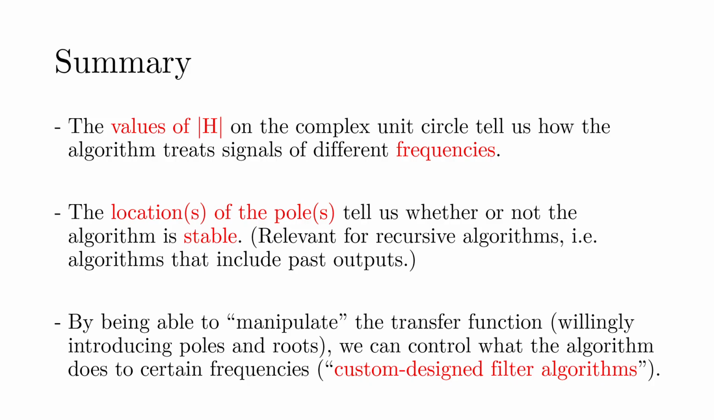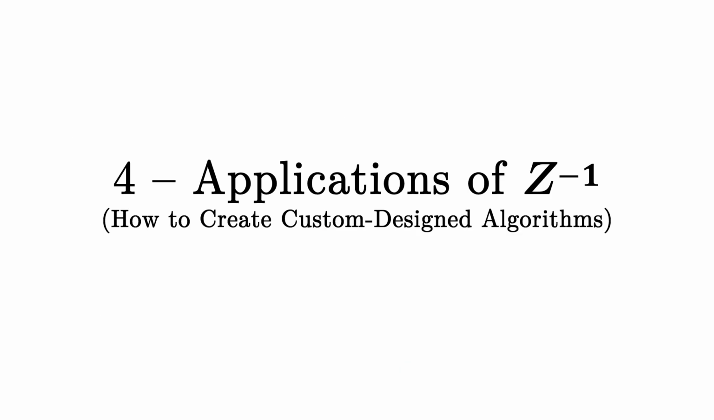Right, so what we've done now is we started with a given algorithm and then computed the transfer function. I could also think of a transfer function and then basically go the path backwards to find out what the algorithm must have been, and that's how I can build custom designed filter algorithms that do exactly what I want them to do. So this will be part of chapter 4, which is my last chapter, applications of the inverse Z transform, or how to create custom designed algorithms. Okay, to do that, let's maybe start with a very easy example.